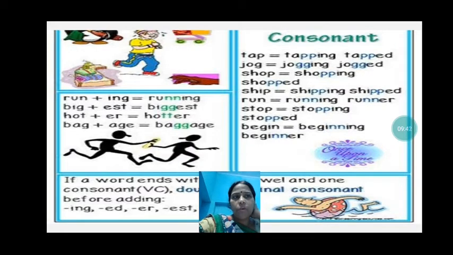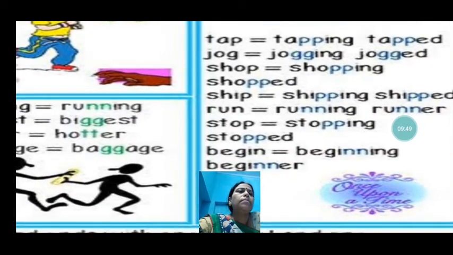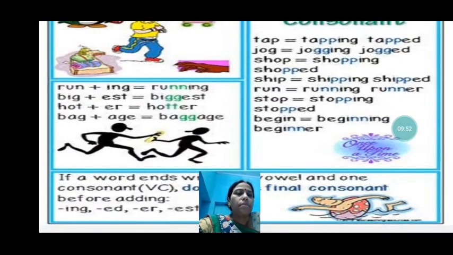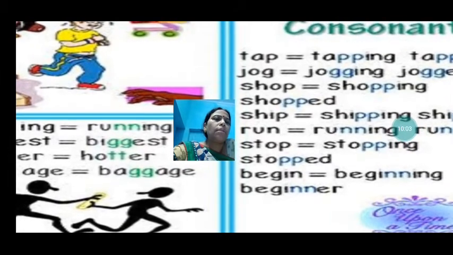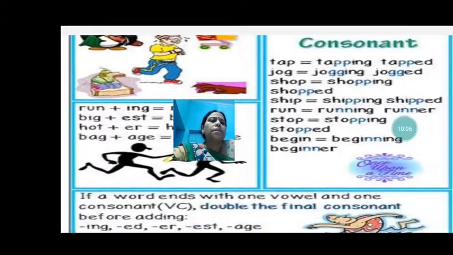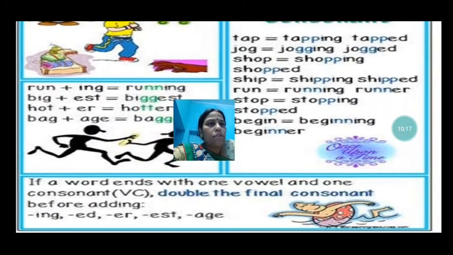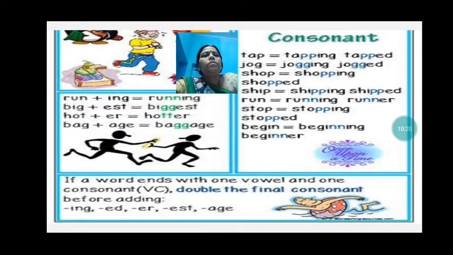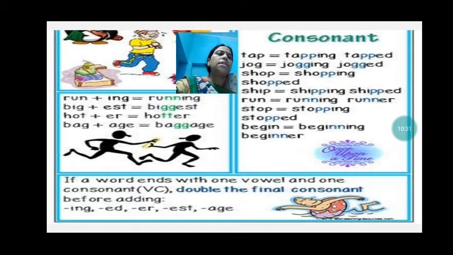Now the one which we were doing, tap has become tapping, tapped, jog, jogging, jogged, shop. Here you have to follow the second rule which we have done, about the vowel and the consonant. When there is a vowel and then a consonant, we double the consonant and add the suffix that starts with a vowel. So ship, shipping, shipped, run, running, you can see double N, runner, stop, double P, stopped, begin, beginning, beginner, big, biggest, hot, hotter, hottest, bag, baggage. So we have doubled the last letter and added the suffix which starts with a vowel.